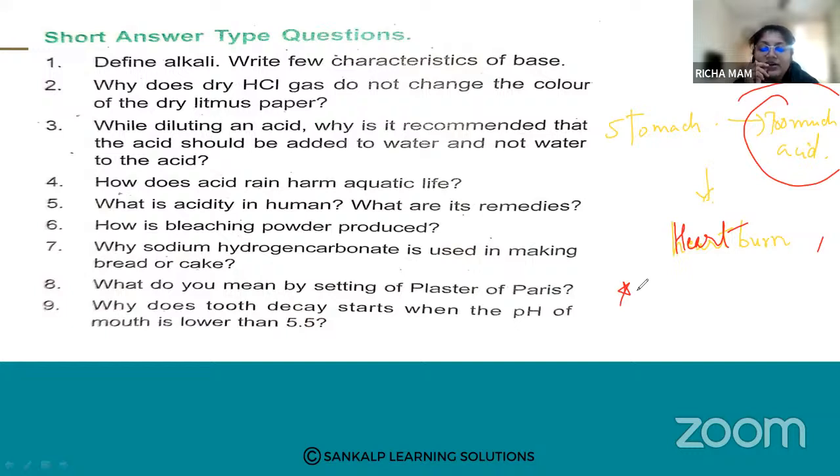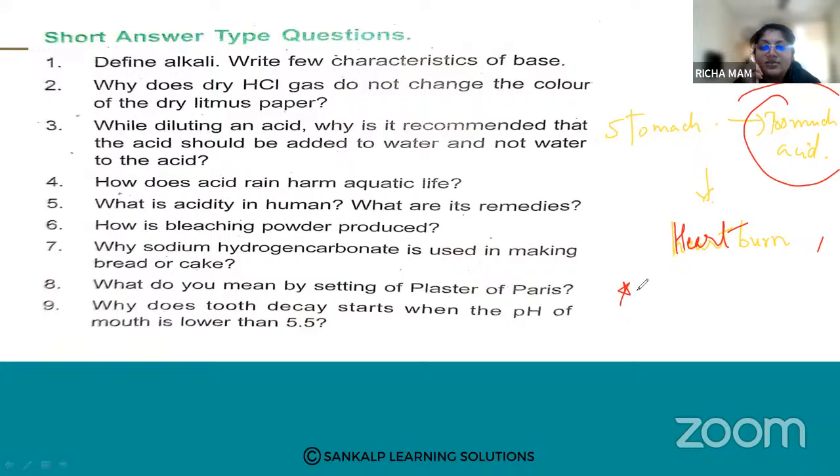What are the remedies? You have to drink cold milk. When you have acidity, you can drink cold milk. If you drink cold milk, what will happen? The acidic level in your stomach will get neutralized.